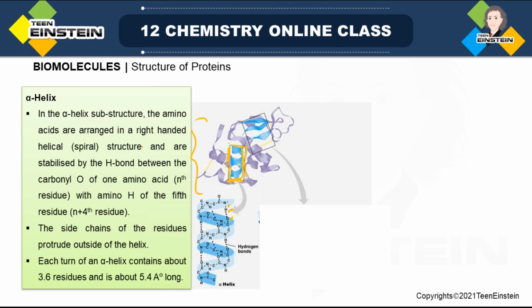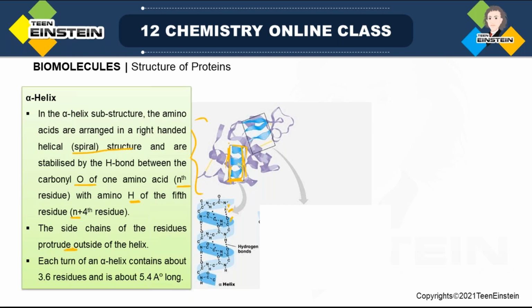In the alpha helix substructure, the amino acids are arranged in a right-handed helical or spiral structure. Which factor is responsible? Hydrogen bond between the carbonyl oxygen of one amino acid, which you can consider as the nth residue, and the amino hydrogen of the fifth residue. So if it is N, then the next amino acid, compared to its position, is the fifth, or you can say the N plus fourth residue.